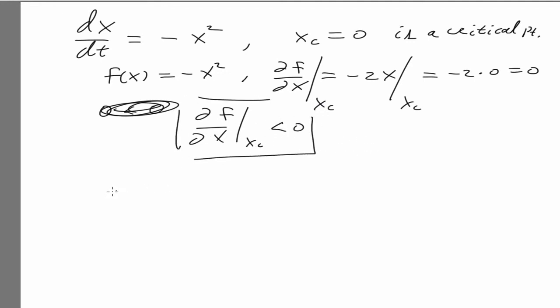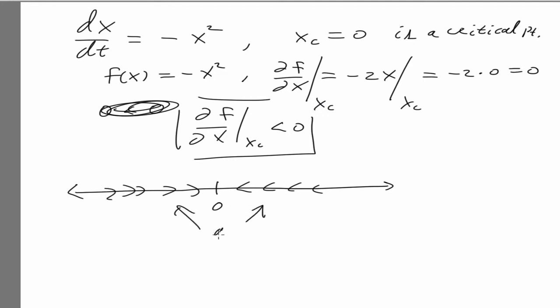But now let's draw the phase diagram. So here's our equilibrium. Oh, sorry, I shouldn't draw that solid dot. If I go above that, I get a negative value. If I go below that, I get a positive value. So the arrows seem to be pointing in. So it appears stable.